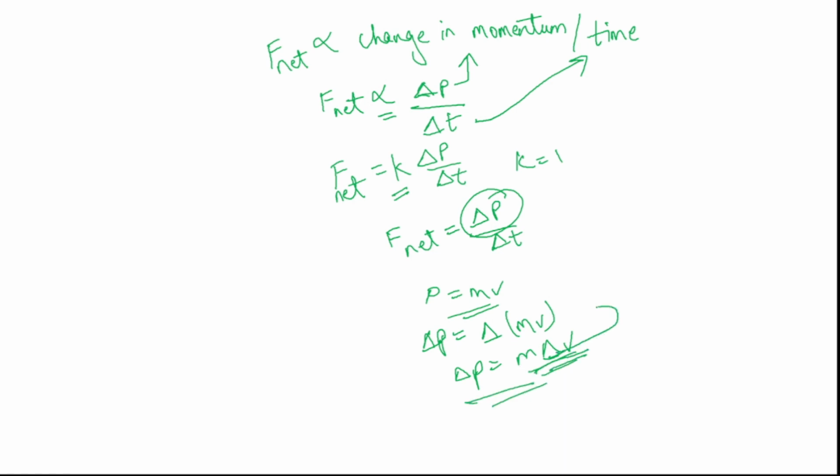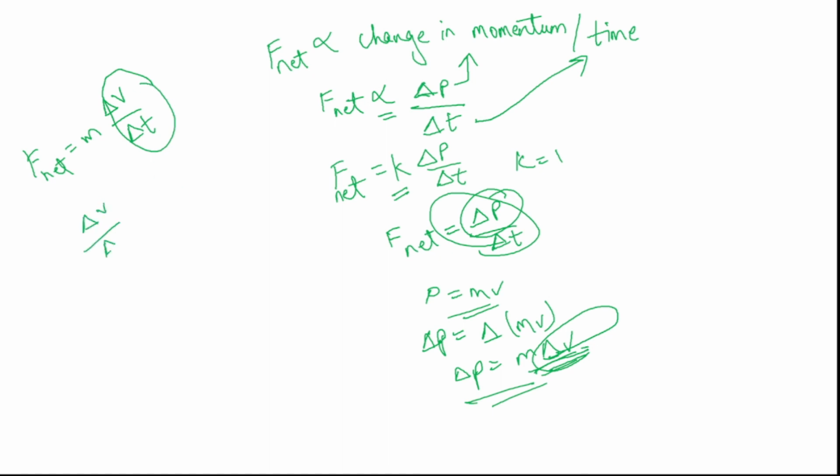Okay, now let us substitute this in this equation. Okay, what you will get? F net equal to m delta v by delta t. So what is delta v by delta t? It is acceleration, right? Delta v by delta t equal to uniform acceleration. So we have to replace this delta v by delta t with a. So what you will get? F net equal to ma. So by this equation we can say that the net force produces acceleration in a body or object in the direction of the force. Okay.